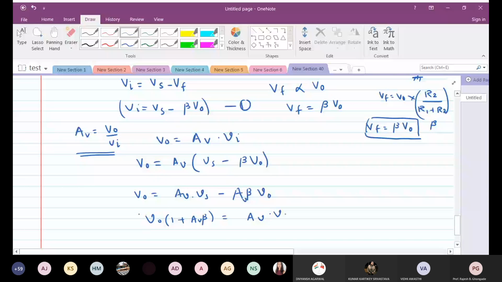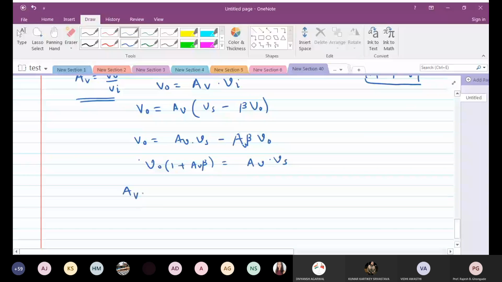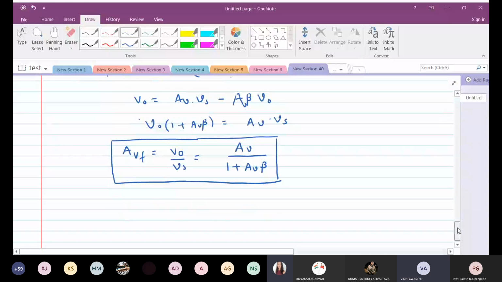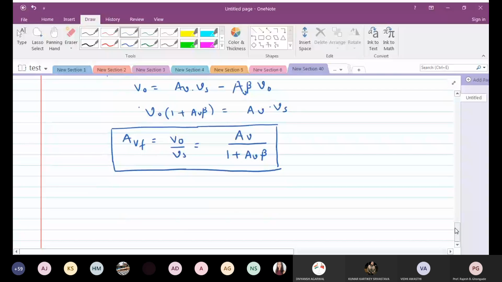Now I can find out AVF as VO by VS, giving me this as AV divided by 1 plus AV beta. We have derived the equation for the voltage gain with feedback. Is it okay? Yes, sir. So this is called the overall voltage gain.